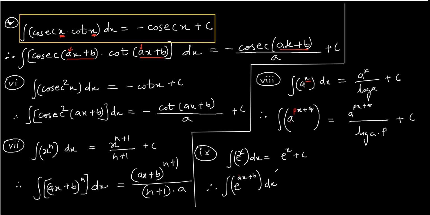So e raised to ax plus b is e raised to ax plus b divided by a plus c. Integration of e raised to x is e raised to x plus c. So integration of e raised to ax plus b will be same, e raised to ax plus b divided by a plus c. Okay. Very good. Then we have the 10th one.